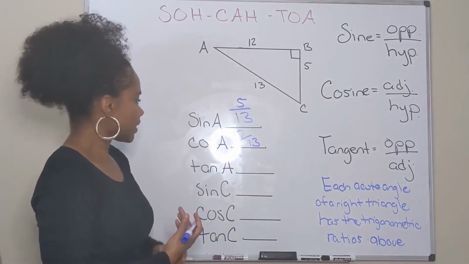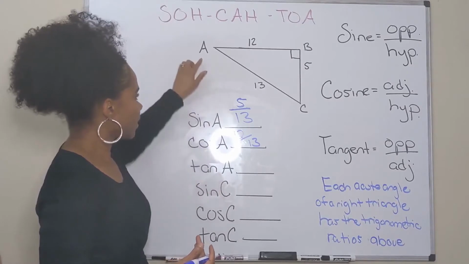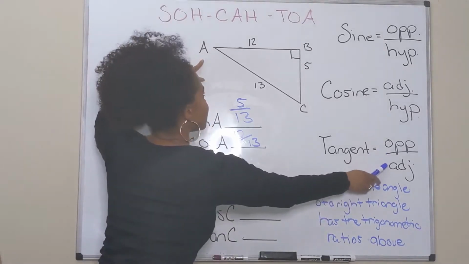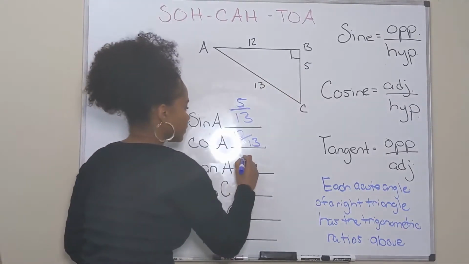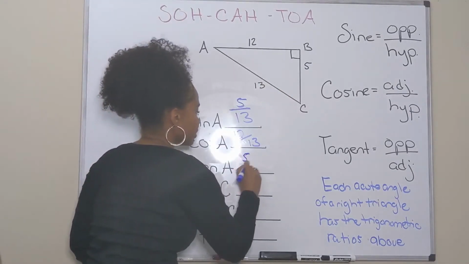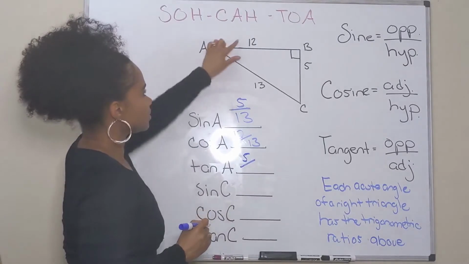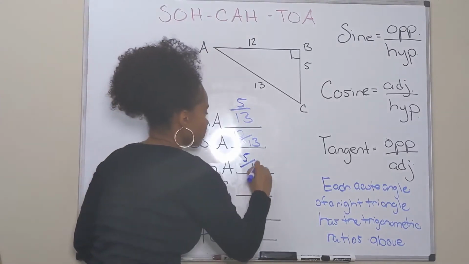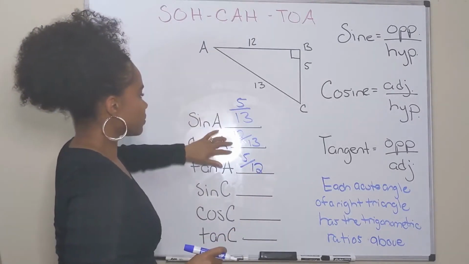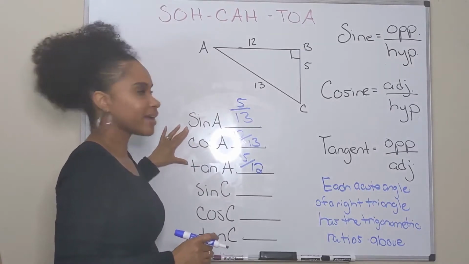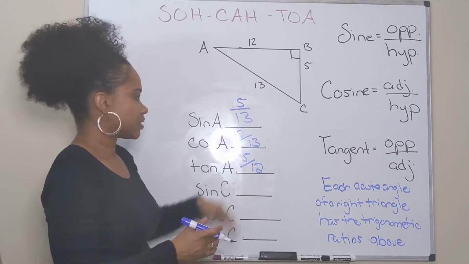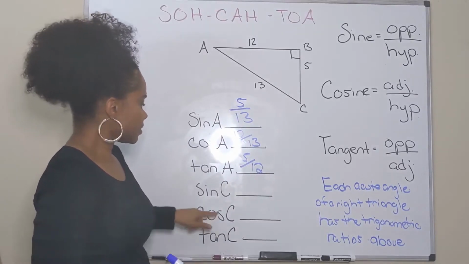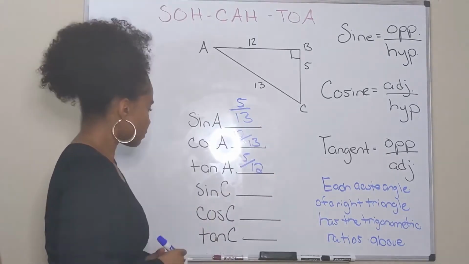So let's look at tangent of A. Tangent is opposite over adjacent. So the side that is opposite angle A is 5 over adjacent, which would be 12. So those are my trigonometric ratios for angle A. I would reduce them if I could, but I cannot reduce any of these numbers. So next, let's look at angle C.